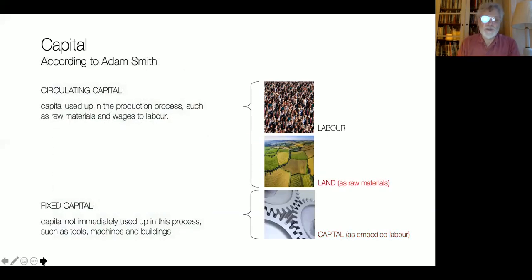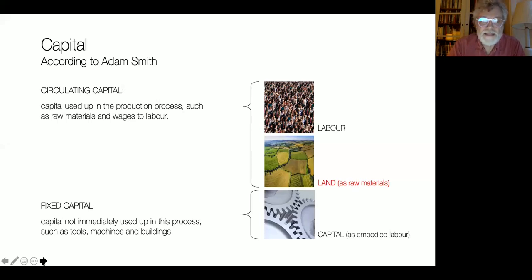But if we start to talk to some of these old economists like Adam Smith, it immediately becomes rather confusing. He starts out dividing capital into circulating capital and fixed capital. And when he talks about circulating capital, he talks about capital used up in the production process and exemplifies by saying such as raw materials and wages to labor. So suddenly he seems to be talking about capital as labor and land in the meaning of raw materials, and not so much capital as the way we have come to understand it.